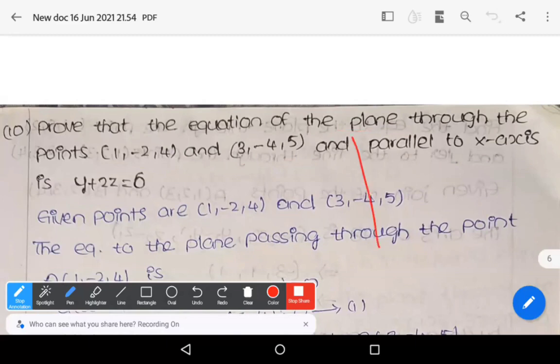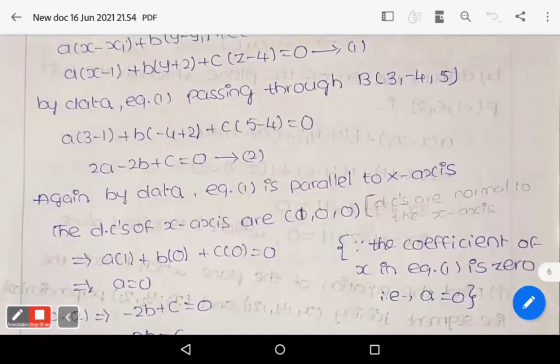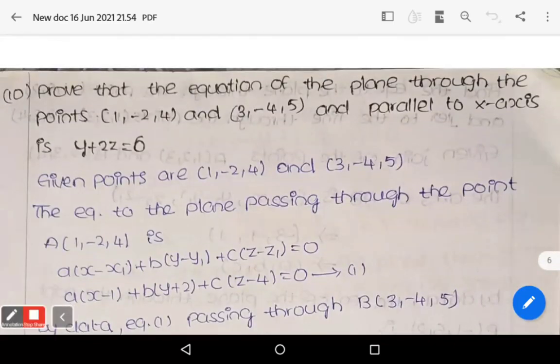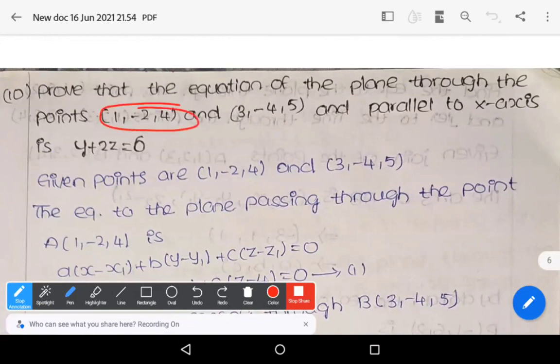I think it is 6. Y plus 2z is equal to 6. Yes, y plus 2z is equal to 6. You have to find an equation of the plane which passes through 2 points and is parallel to x-axis. Remember that. Parallel to x-axis, the answer is y plus 2z is equal to 6. Yes, let us solve this problem.